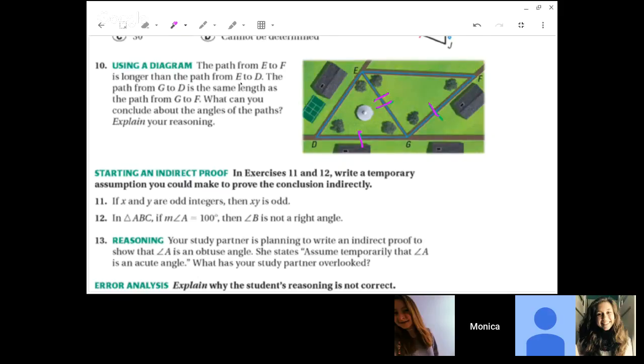The problem also tells us that E to F, so this length is longer than E to D. So if we know that this is the longer side of the two, and this is the shorter side, then we can apply the hinge theorem here and say that this angle, angle EGF, is the larger angle.